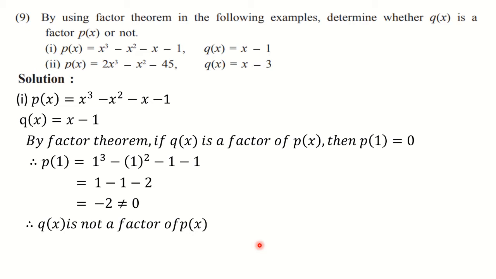And then similarly, you can solve question number 2 as homework. In exactly a similar manner, you will write down p(x), you will write down q(x), then you will write down the statement. By factor theorem, if q(x) is a factor of p(x), then here in place of 1 you will write 3, because here you have minus 3. And then you will find p(3). If you are getting 0, then it's a factor, otherwise not a factor. Correct?